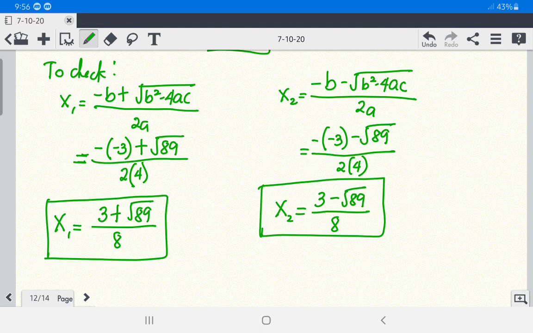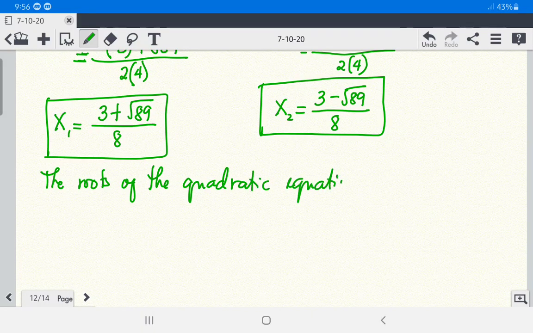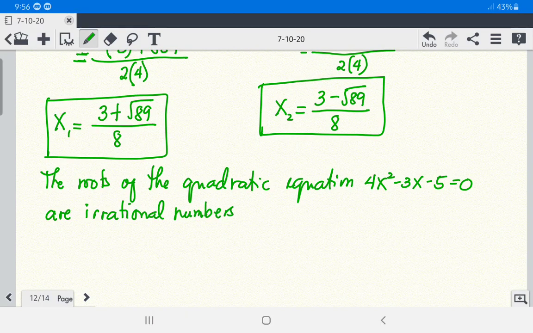So notice that they are radicals, right? Therefore, we can say that the roots of the quadratic equation 4x squared minus 3x minus 5 equals 0 are irrational numbers and are not equal. Okay.